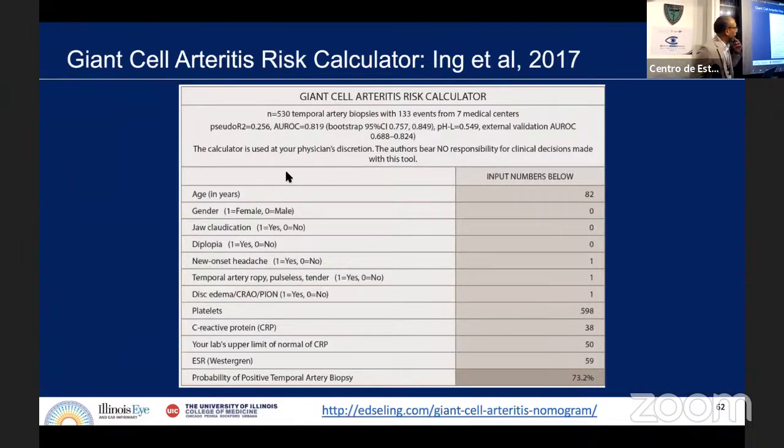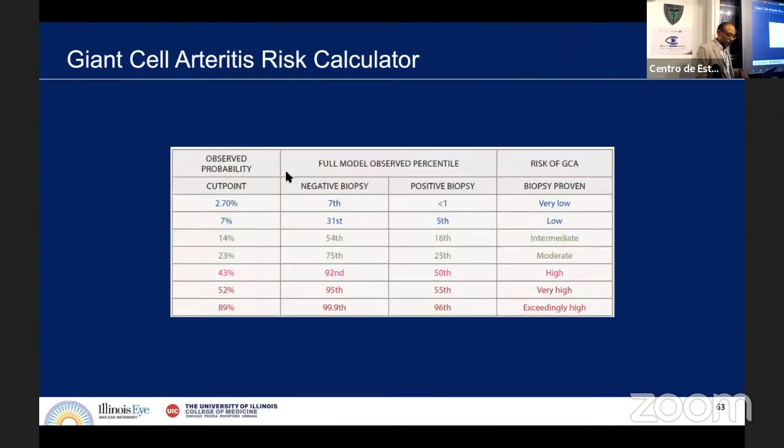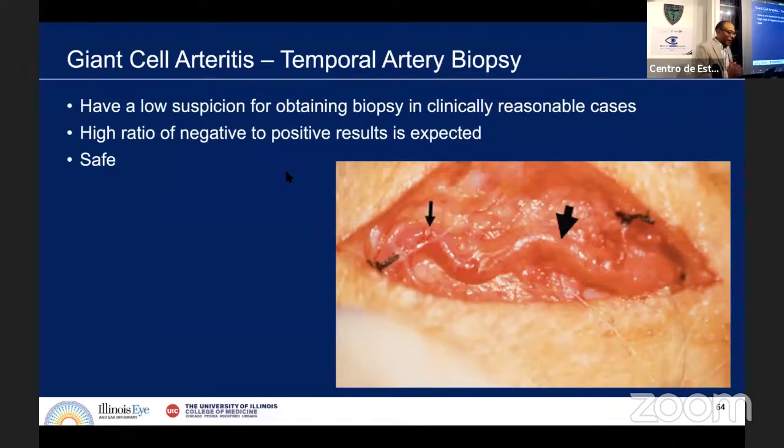This is a risk calculator Edsel Ing at the University of Toronto has created. I don't really use it, but I've told my residents about it, and I think they like to use it because you can calculate, and it helps you understand. So you put in all of these risk factors, and it calculates the risk of giant cell arteritis in that patient. So if you're interested, you could play with that.